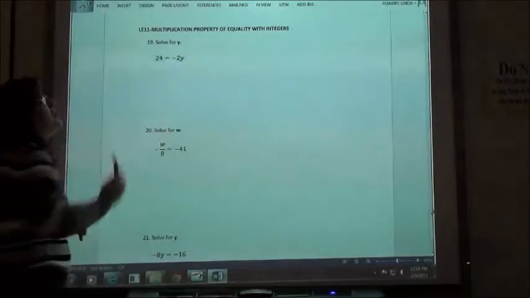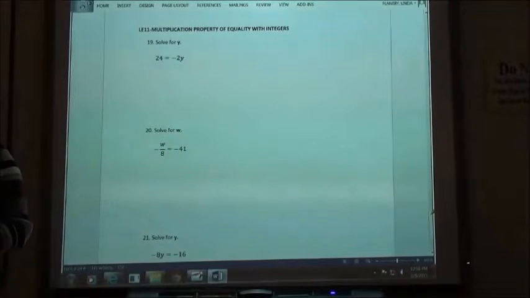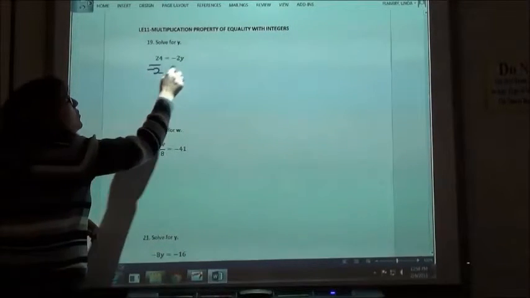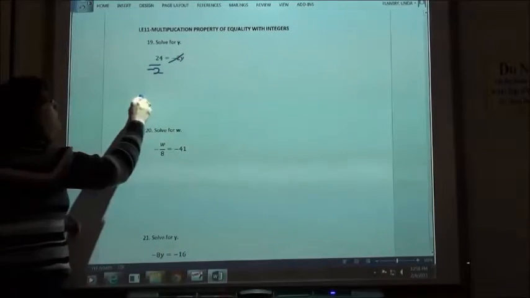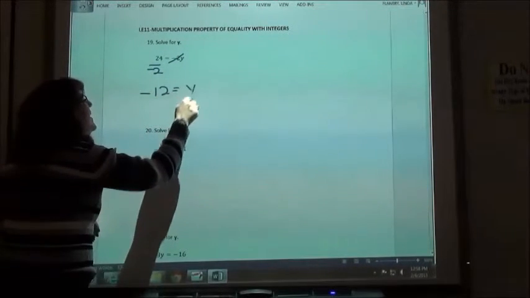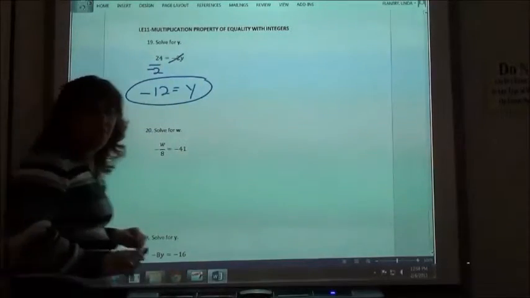If I'm going to solve this for y, I'm going to divide by that -2. The sign isn't going to change when I do dividing. Now I'm going to find the sign of my answer. Positive 24 divided by -2 gives me -12.